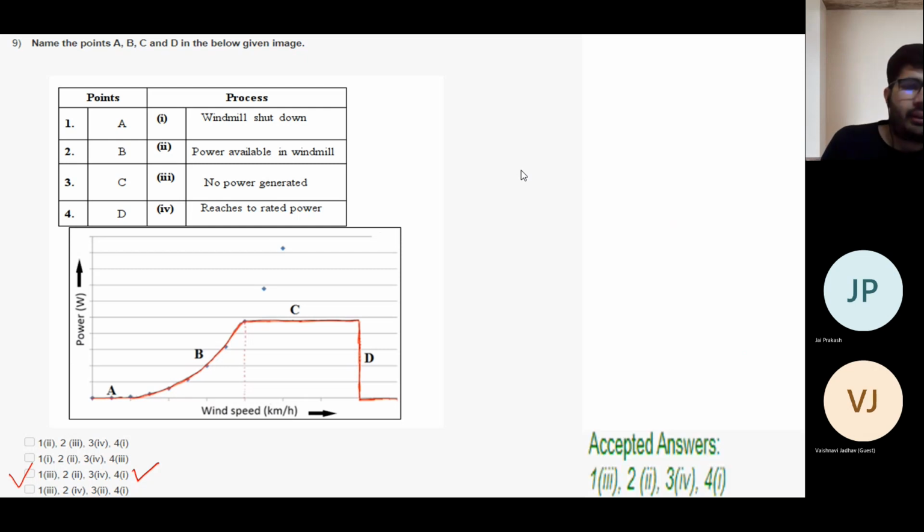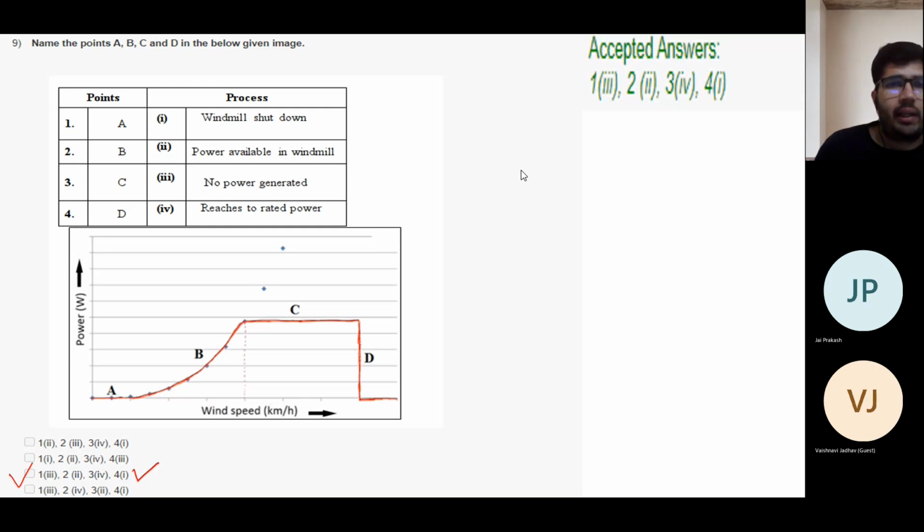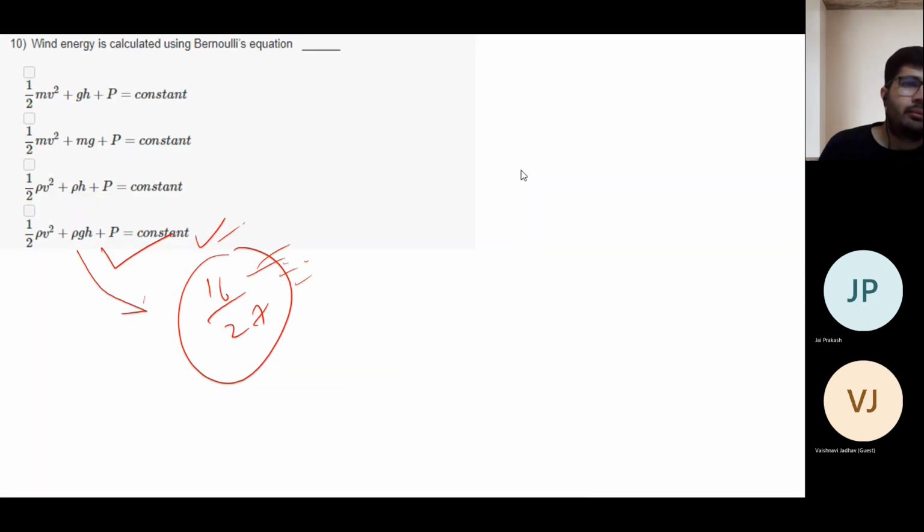So we already considered: A will be no power generated, B will be power available in windmill, C will be reach the rated power, and D will be windmill shutdown. The Bernoulli equation is half rho V square plus rho g h plus P equals constant.